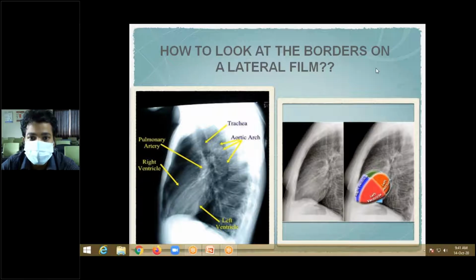How to look at the heart borders on the lateral film. This is the left lateral view of the chest radiograph. In this, you can see the anterior border is formed by the pulmonary artery and right ventricle, and posteriorly the border is formed by the left ventricle and left atrium. So you can see clearly that the structures forming this cardiac silhouette are the right ventricle anteriorly, and the left ventricle and left atrium posteriorly.